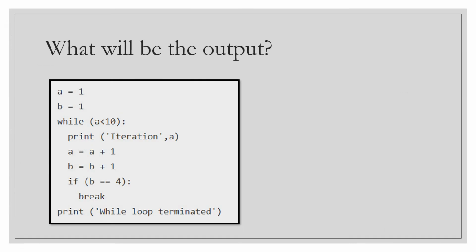Now what will be the output of this code? Let's see. The output of this code is iteration 1, iteration 2, iteration 3, and while loop terminated. This will be the output of this code.